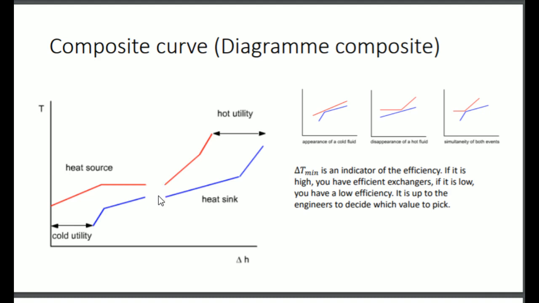And the way we do that is that we prevent those two from touching by saying, okay, so if our minimum difference of temperature is 10, then we imagine they touch, and then we build our hot and cold utilities. And so delta T min characterizes the efficiency of heat exchangers.